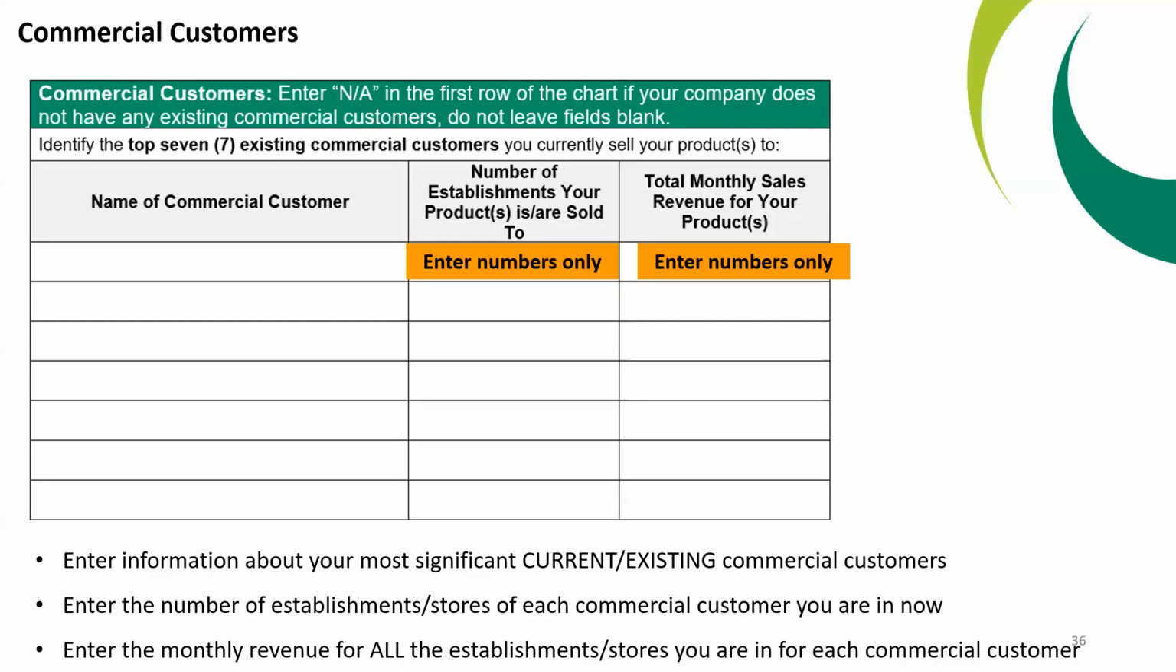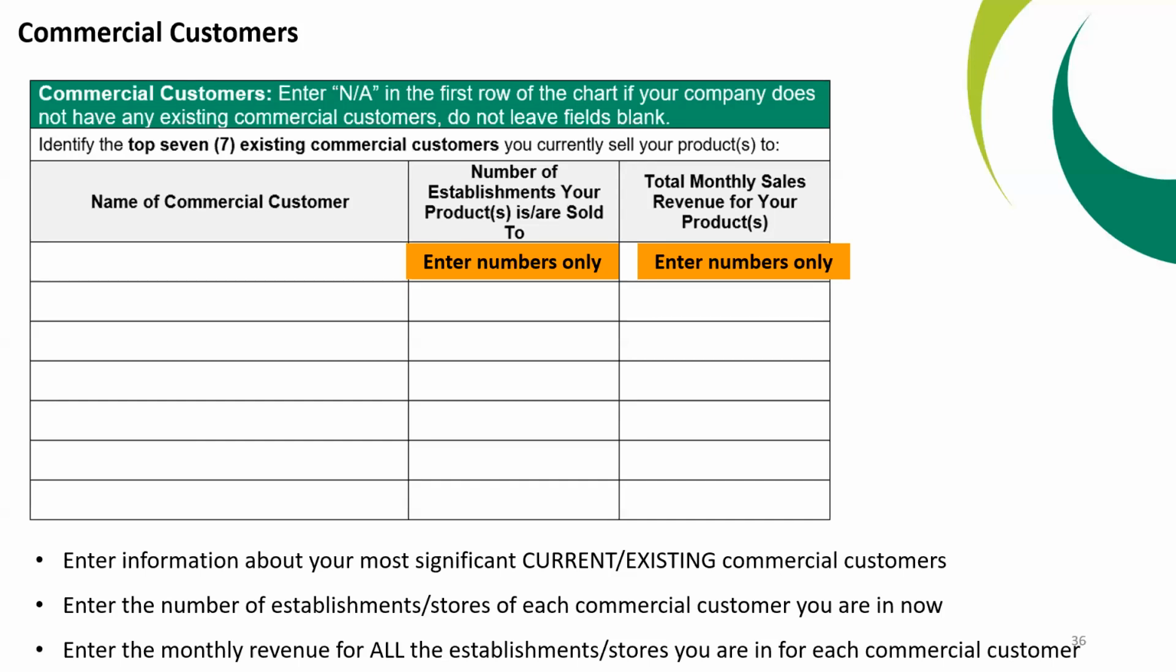Commercial customers. So if you applied previously, we had current customers and future customers in one chart, and it may have been a little bit confusing. So we've broken it into 2 separate charts now. So this one is just asking about what are your major customers right now. We're not interested in consumers. We're interested in grocery stores, restaurants, food service, distributors, that sort of thing.